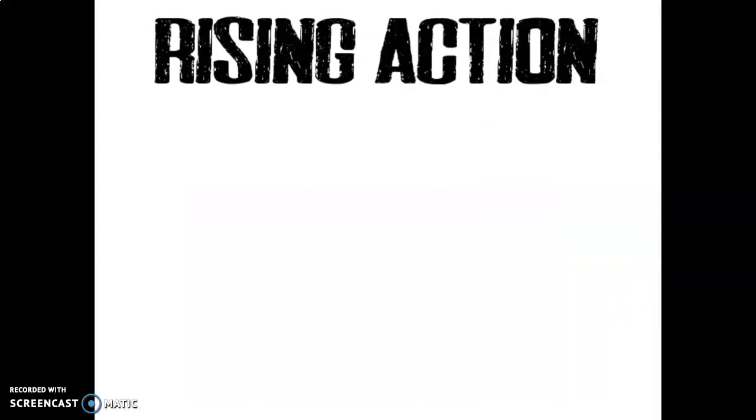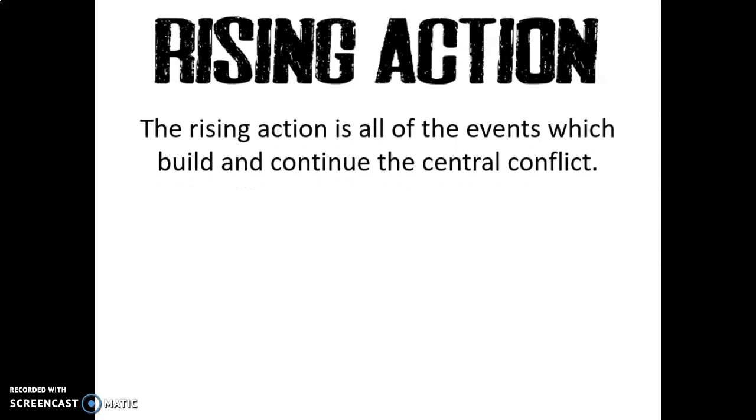Once we get started, we've got the rising action. The rising action is all of the events that are building and continuing that conflict, leading us to where the story is really going to meet that ultimate spot or what comes next.